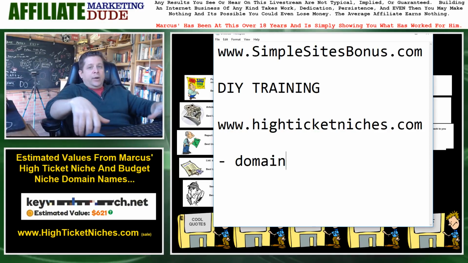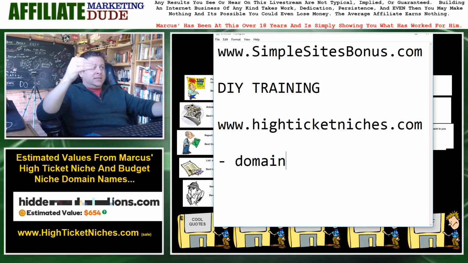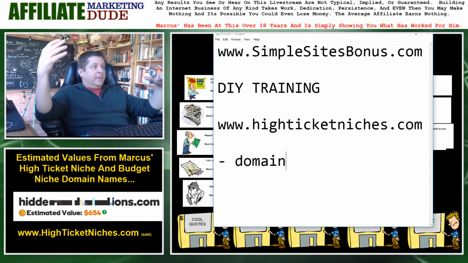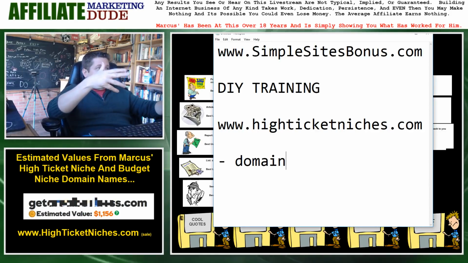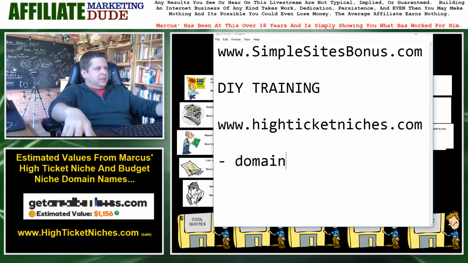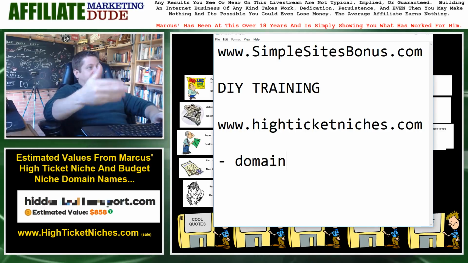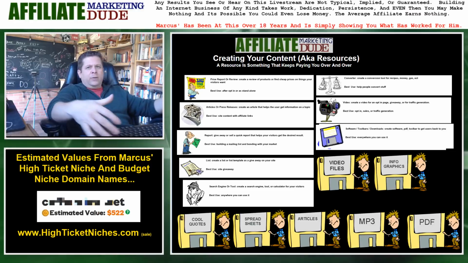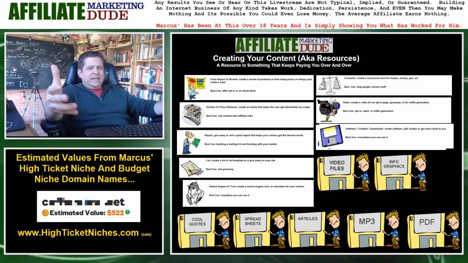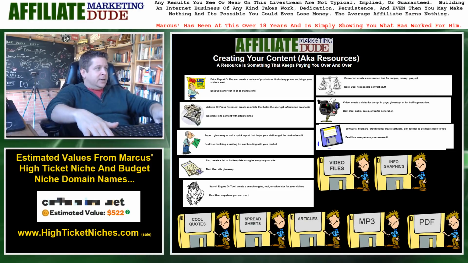That ticker is actually showing the value of real domains that our students got from me, right? So they bought the high ticket niche. That's the value, according to GoDaddy, who knows a little bit about domains because they're GoDaddy. So like that guy got one for $654. I just bought one the other night for like $1,800. There's one for $1,100. Okay.